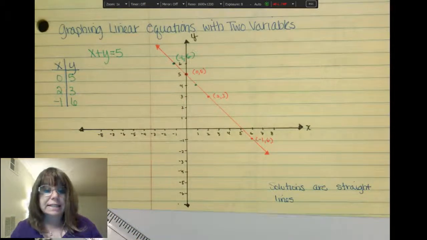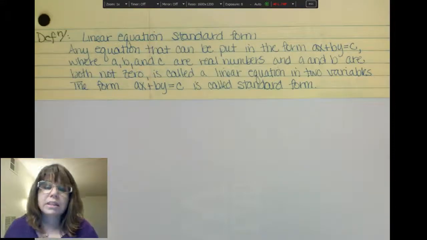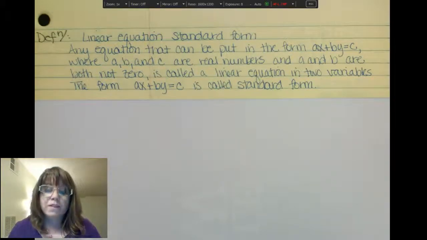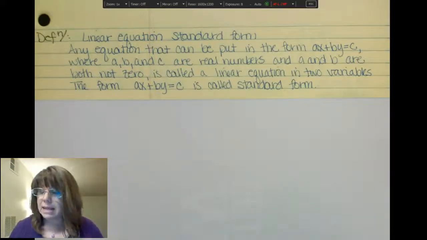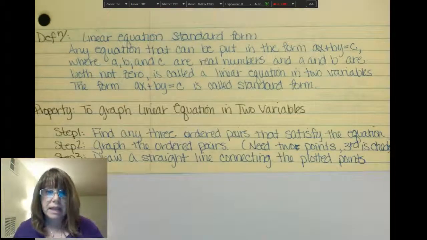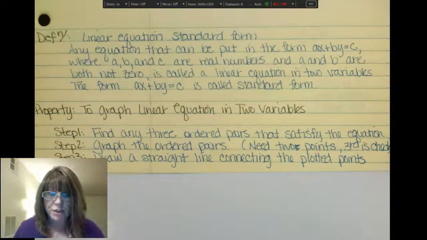Solutions are straight lines. We have something called the linear equation in standard form. Any equation that can be written in the form of ax plus by equals c, where a, b, and c are real numbers, and a and b are not both 0. One can be 0, but not both of them, is called a linear equation in two variables. The form ax plus by equals c is called the standard form. Here's how we graph a linear equation in two variables. Remember, we're graphing every single solution that fits this linear equation.